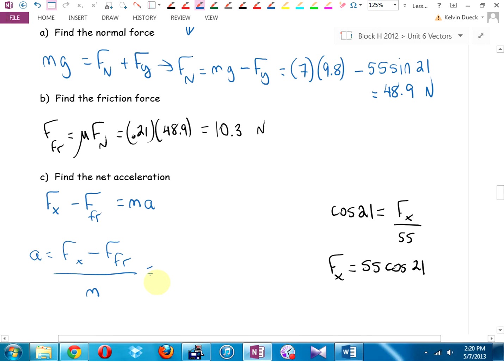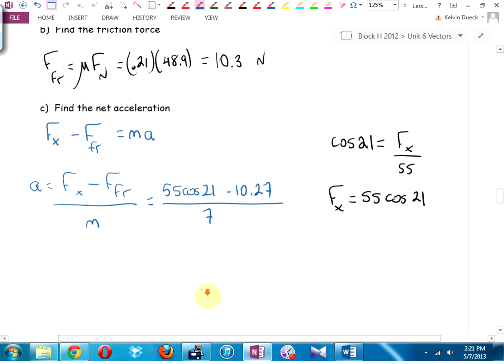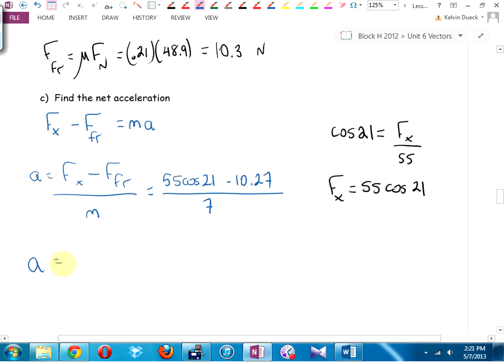What's the acceleration? 55 cos 21 minus, what was friction? 10.3, or if you have that number stored in your calculator more accurately, was it 10.27? What came after the 7? Did you round off properly? 6. So shouldn't it be 10.28? No, it was 10.266. Okay, so 10.27. Good. All divided by, I've forgotten, what was the mass? 7? What's the acceleration?